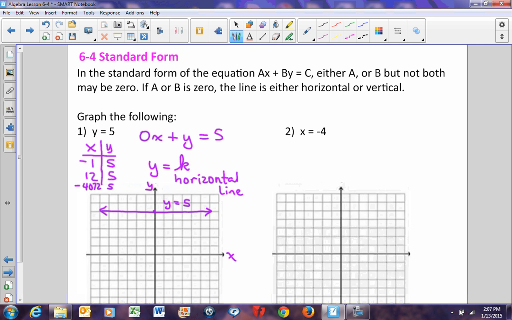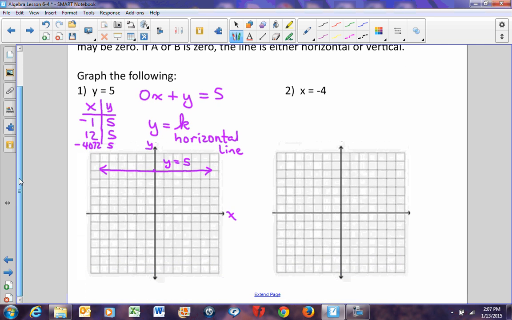If we go to graph this second one here, x equals -4, it is saying no matter what y is, x is -4. So if I have a little x and y table here, no matter what y is, x is going to be -4. Y can be 0, y can be -2, y can be +8. No matter what y is, x is -4. So if I was going to graph that, x is -4, 1, 2, 3, 4. Here's x is -4.